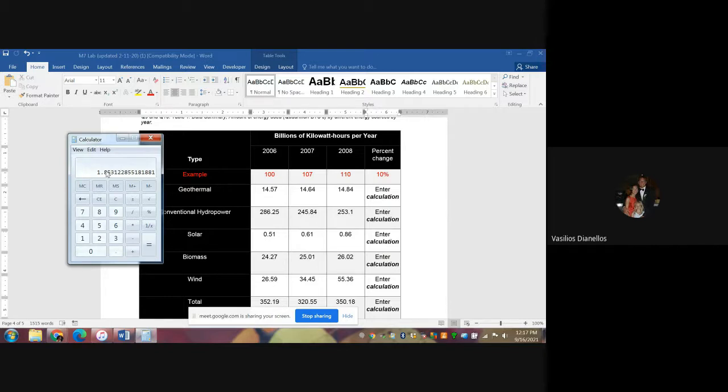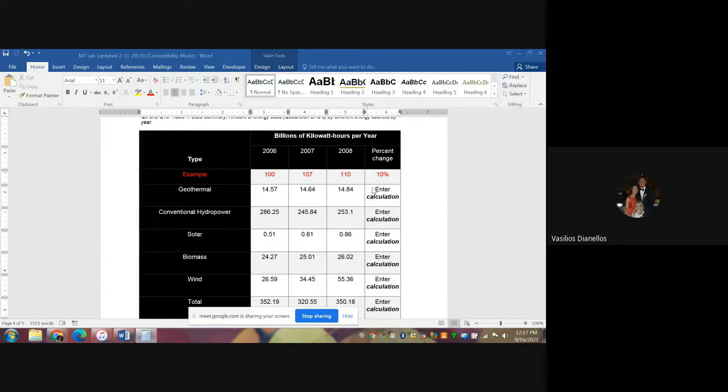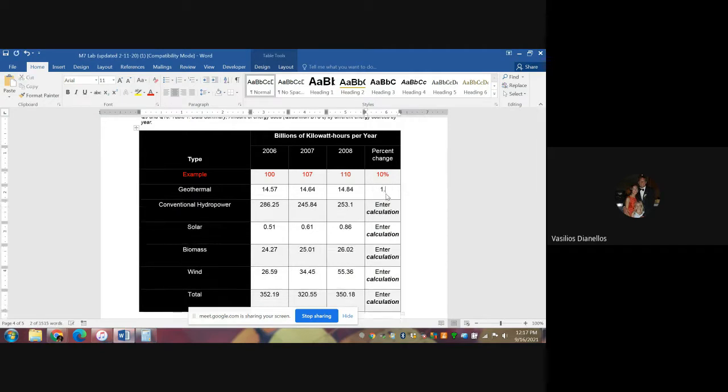The answer is 1.85%, right? So there was a 1.85% change with geothermal. I'm not going to do that for each one of these, but what you should do is give it a check. Yes, you should always double check your work, but when I grade it, mostly I'm not going to break out a calculator and check all your work, but I will be looking at a broad overview. We can see here we went from 14.57 to 14.84. So I do know that that's a positive change. If your answer here is negative, then obviously I'm going to mark that wrong right away. I don't even need to do the math.